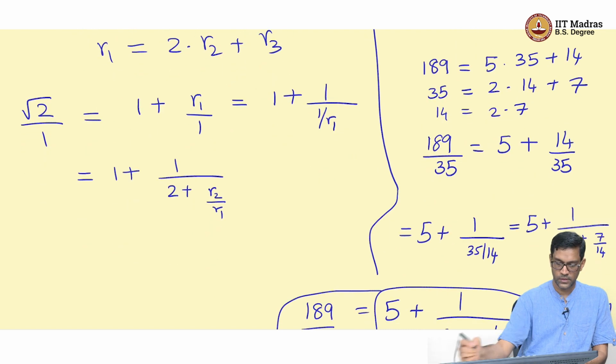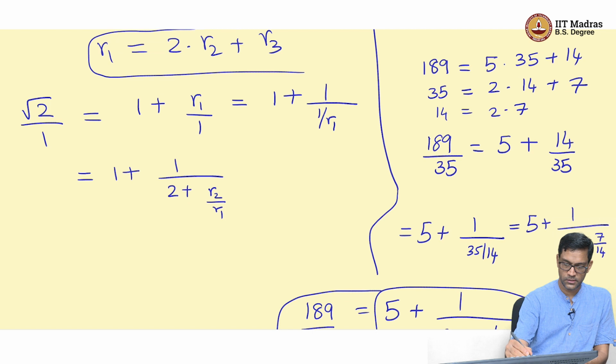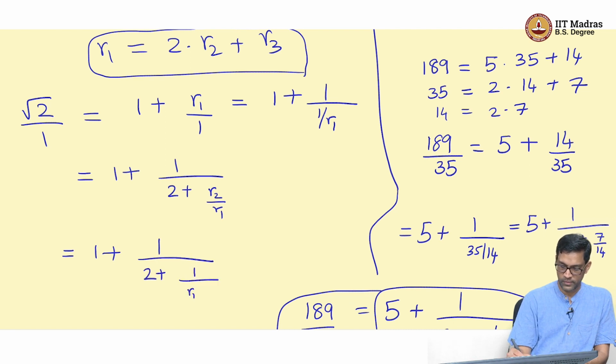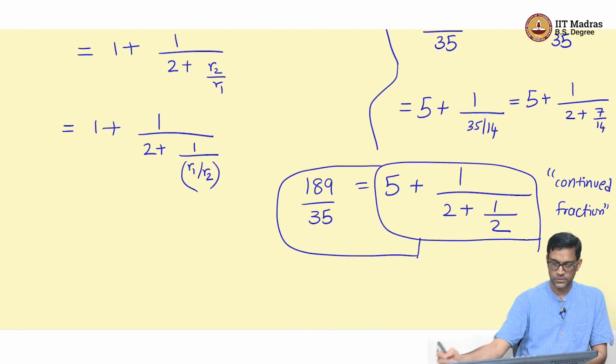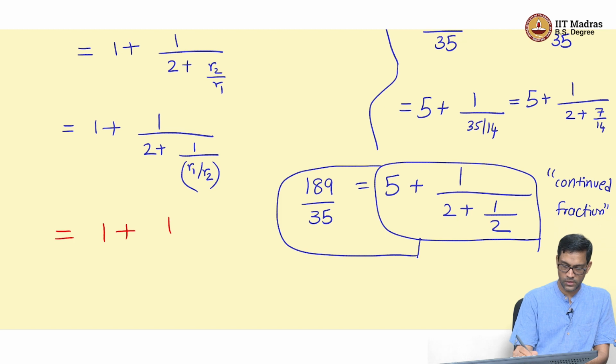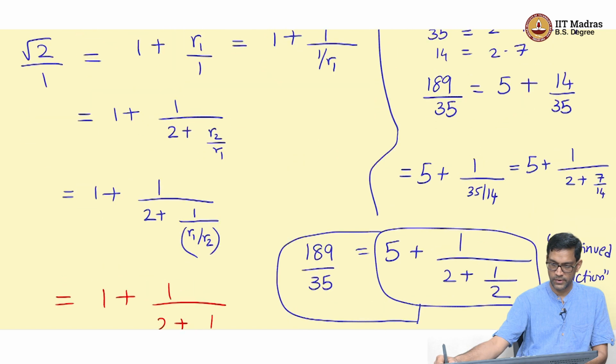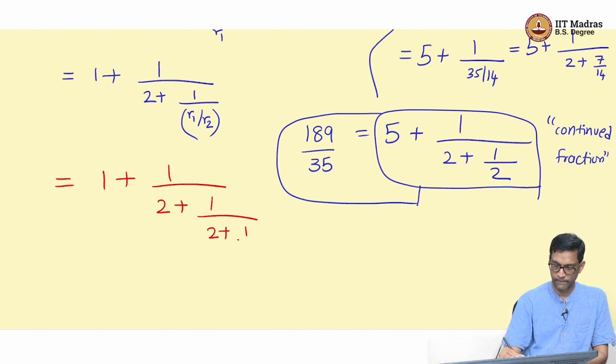Now again R2 by R1, I have to take the reciprocal again, 1 plus 2 plus 1 by R1 by R2, and that is what you will get from the next step of the Euclidean algorithm. So let me just do it here. If we do R1 by R2, I get 2 plus R3 by R2. So this is 1 plus 1 by 2 plus 1 by 2 plus R3 by R2, which I write again as 1 by the reciprocal R2 by R3, and so on.